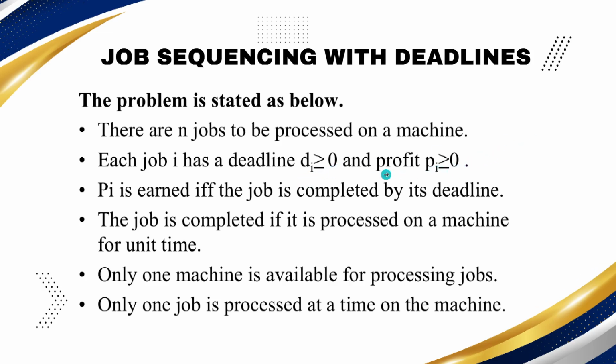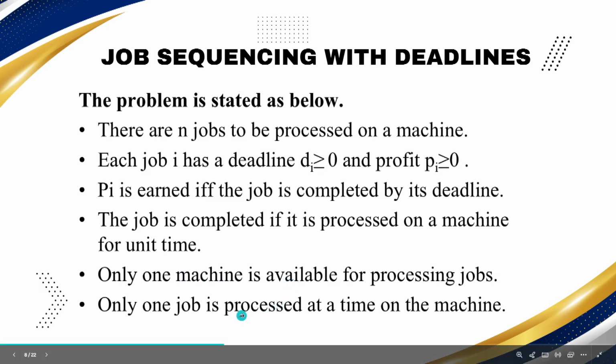And every job will have a profit associated with it, which is pi. So, this profit can be earned only if the job is completed by its deadline, otherwise there will be a penalty. So, we say that in order to maximize the profit, we need to ensure that every job is completed well before its deadline. The job is completed if it is processed on a machine for a unit time. So, here we make an assumption that every job requires a unit time for its execution or completion, and only one machine is available for processing the jobs, and at a time the machine can process one job.